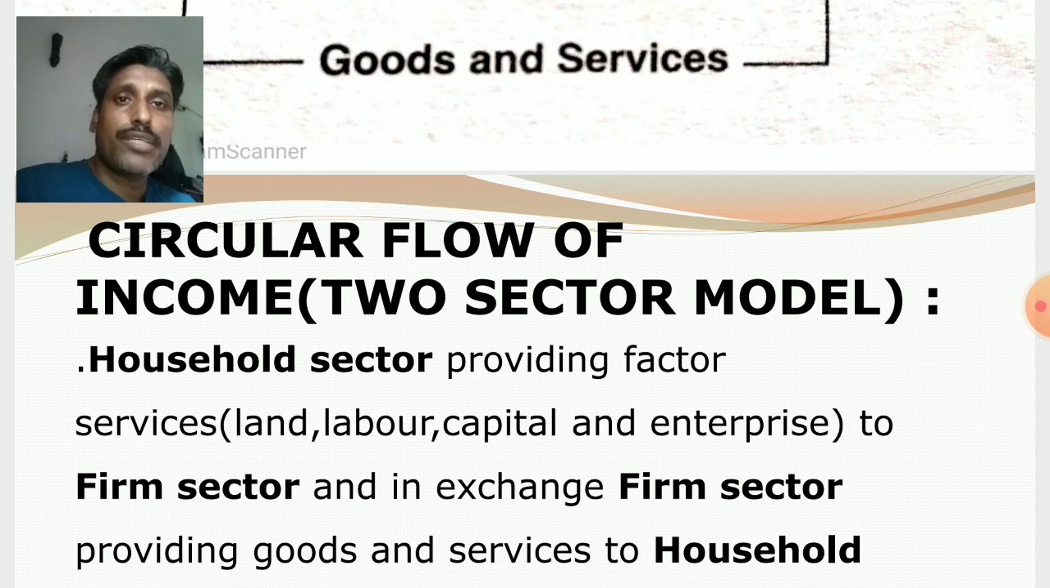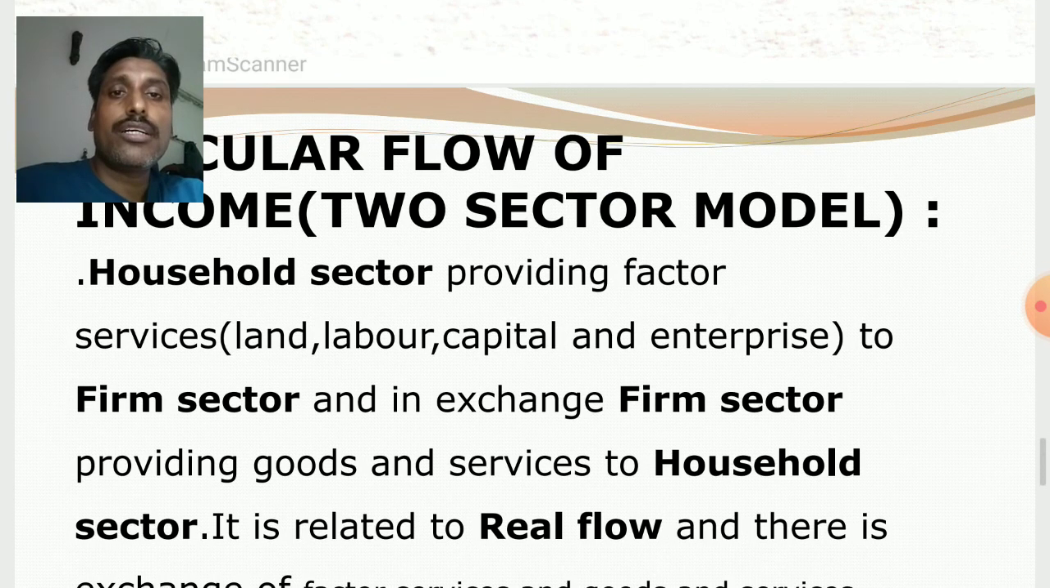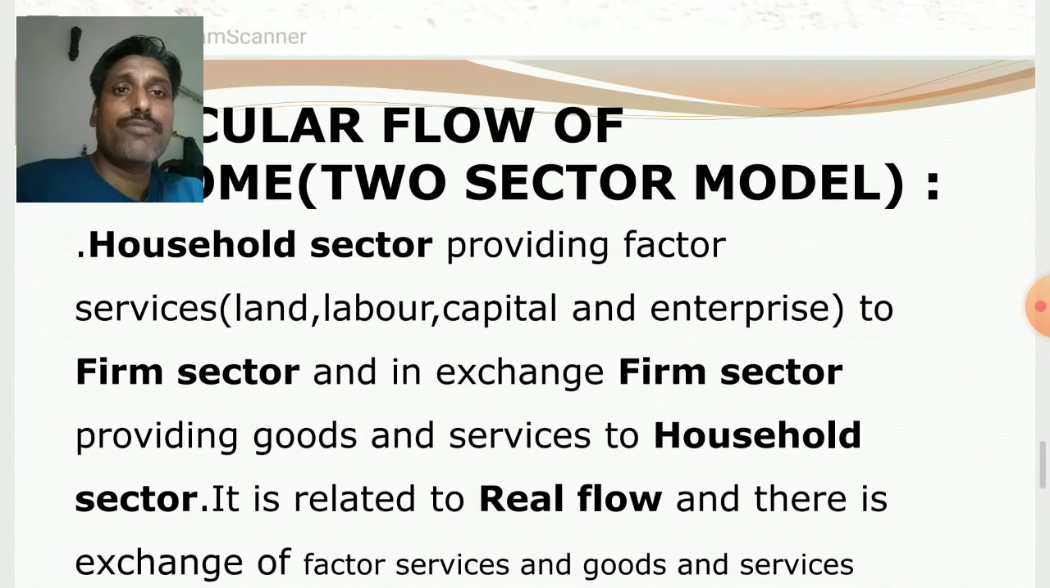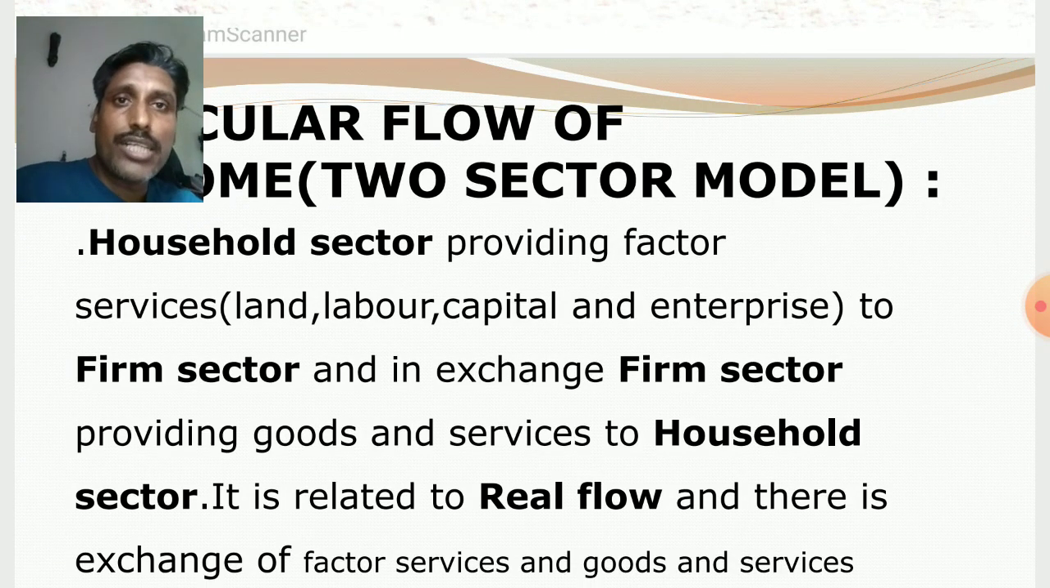Okay, the question is coming. Explain the circular flow of income with the help of the two sector model. In this case, first I want to discuss the real flow. You know that in case of real flow, there is exchange of goods and services between the household sector and farm sector. Same thing you have written here. Household sector provides factor services to the farm sector, and in exchange the farm sector provides goods and services to the household sector. It is related to real flow.